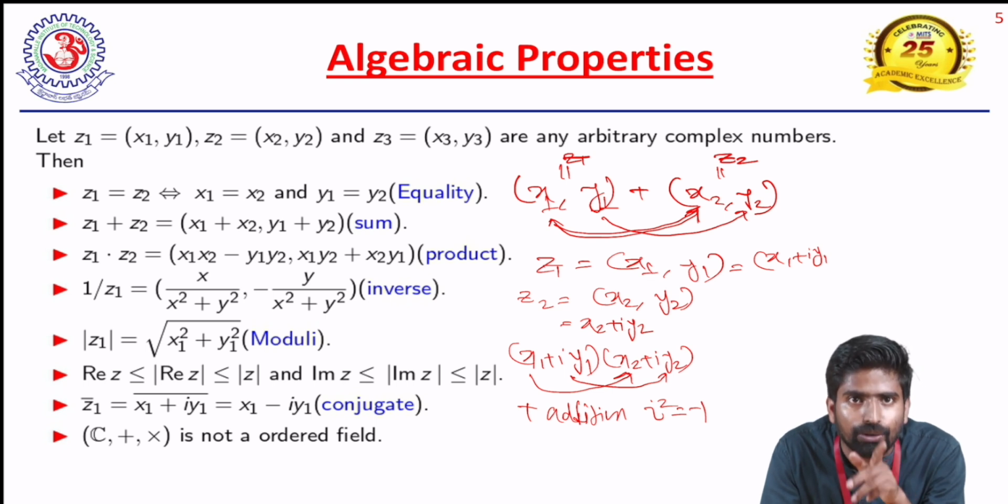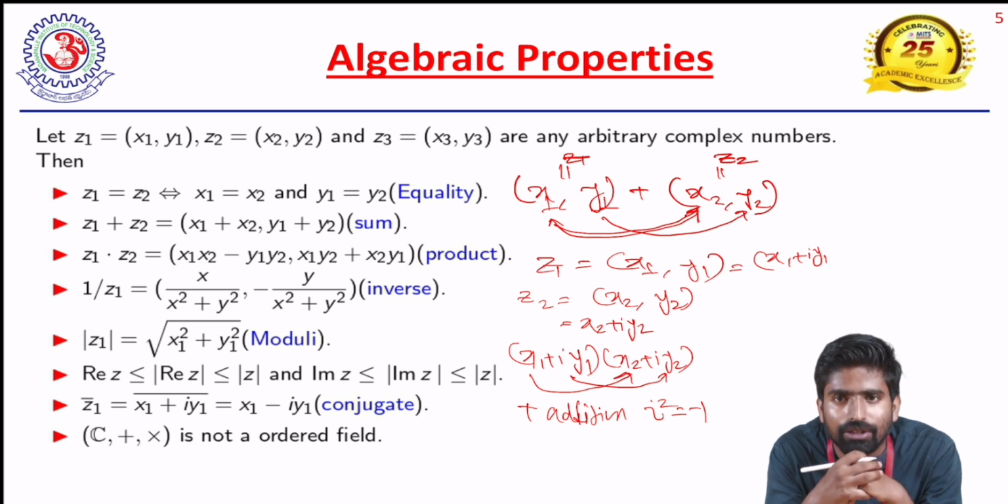And the fourth property is the multiplicative inverse of a non-zero complex number z1. So 1 by z1 is equivalent to this one. The fifth property is what we call the modulus of a complex number. If z1 is a complex number, the modulus is the distance of that complex number from the origin.